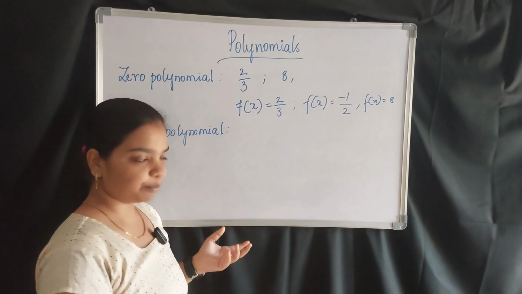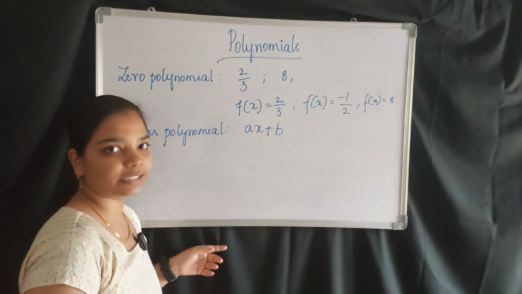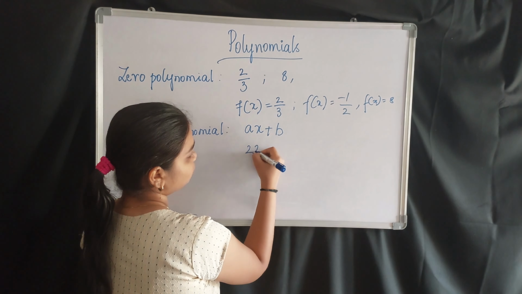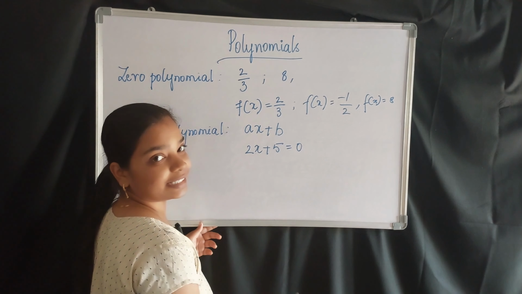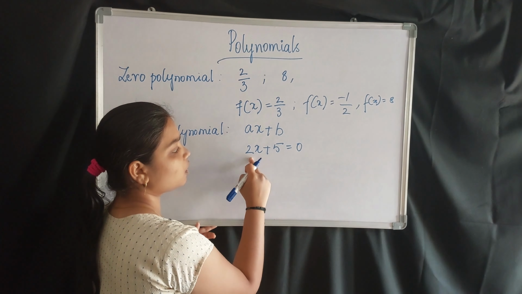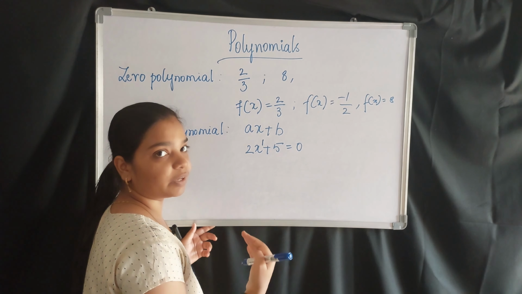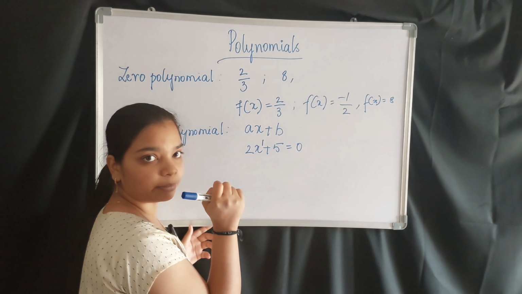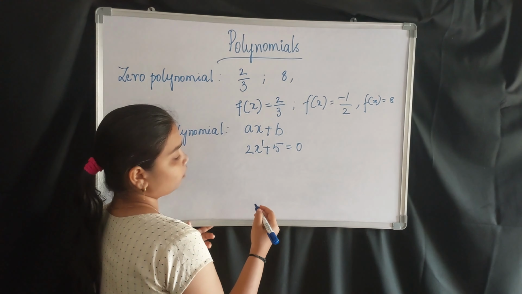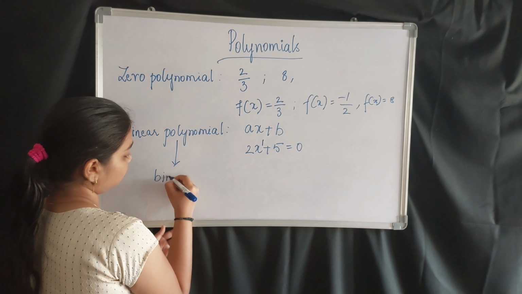Okay, and we move on to linear polynomial. To make it simple, it's in the form of ax plus b, that is 2x plus 5 is equal to 0. This is a linear polynomial because the value of the variable power is 1 and hence it is called linear polynomial.